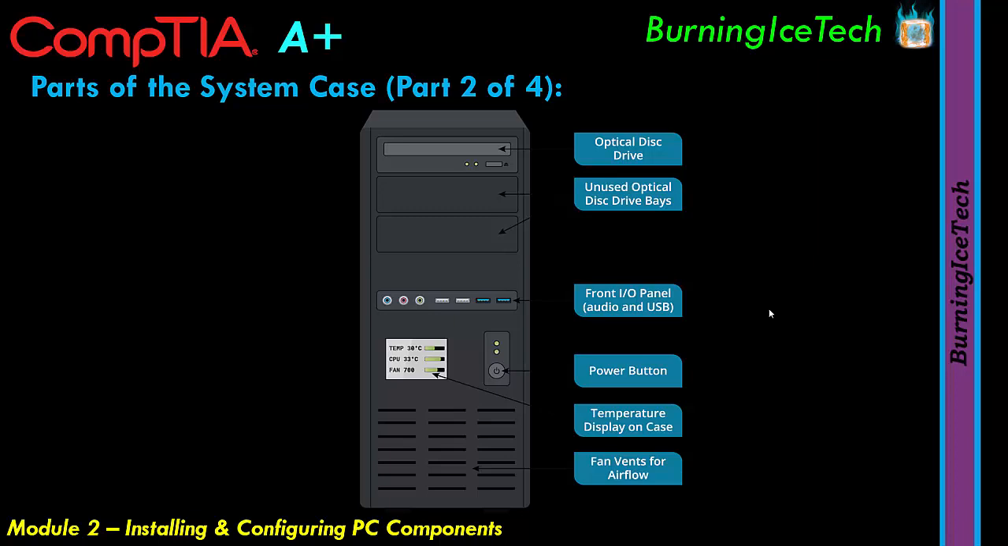So what you're going to find in real life is probably just a power button, USB ports, optical drives. There are exceptions, like I said. Power button and USB ports could possibly be on the top of the case, not necessarily in the front.